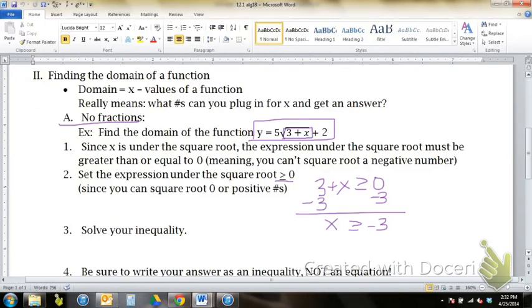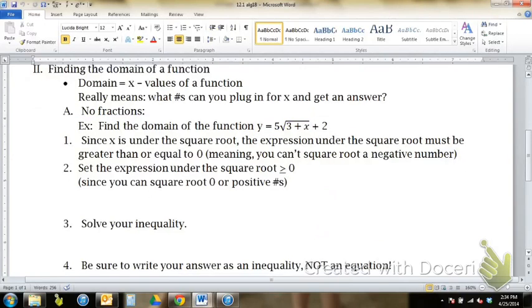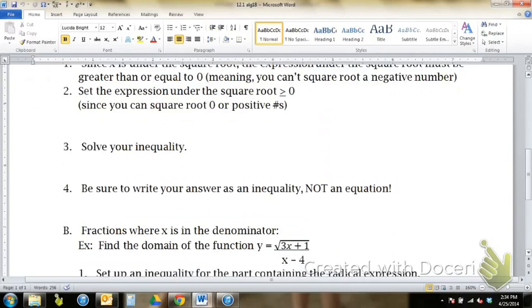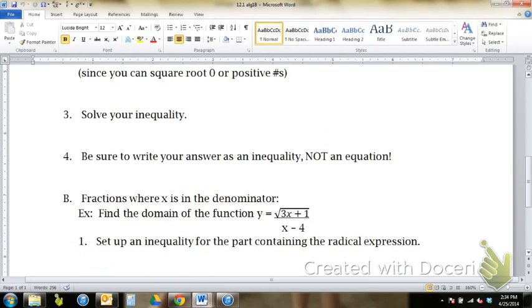But be sure to write your answer as an inequality, not an equation. That's what it says under here. I'm going to make that go away so I can scroll up for you. So you write your answer as an inequality, not an equation, and we got x is greater than or equal to negative 3. Do not say x equals negative 3, okay? It's not an equation, it's got to be an inequality.